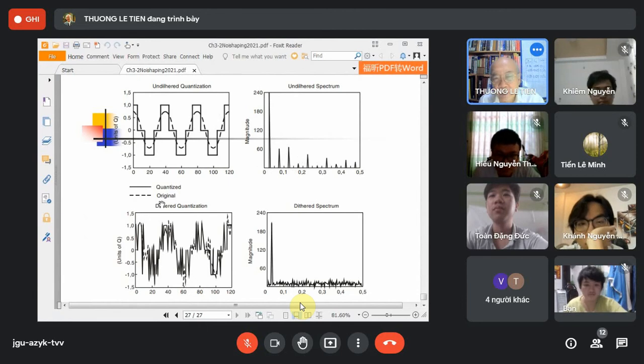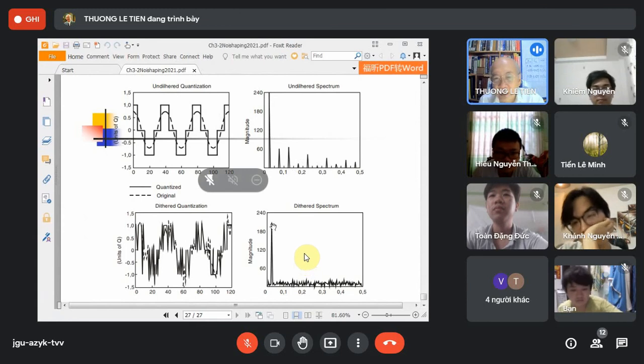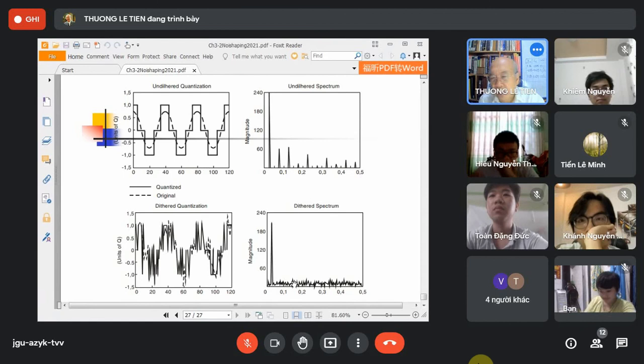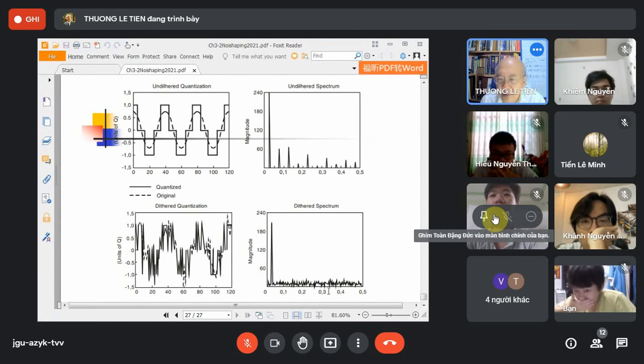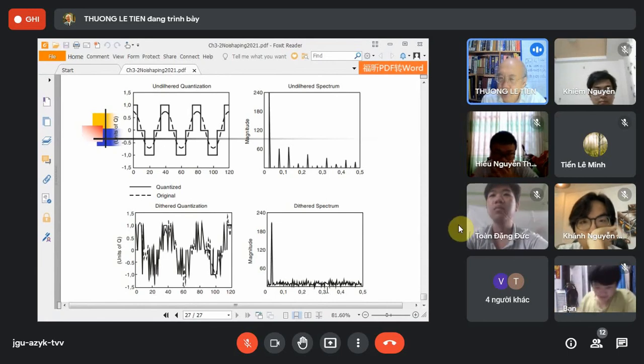But when we apply the dither, then we can get the main spectrum, and the harmonics at higher frequency, which are unwanted spectrum, are lowered very much. So this would make the quantization become better than before.